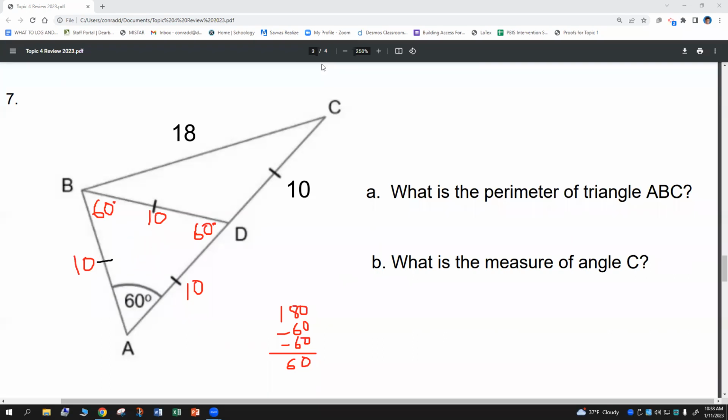So perimeter is the length around. So we're looking at triangle ABC. We're looking for the perimeter of triangle ABC, so we're just looking at this blue length here that I'm putting in. So the numbers we need to add are 10, 10, 18, and 10. We don't add this 10 in the middle because that's segment BD. That's not part of the perimeter of triangle ABC. So we're going to do 10 plus 10 plus 18 plus 10 gives us a grand total of 48 units.